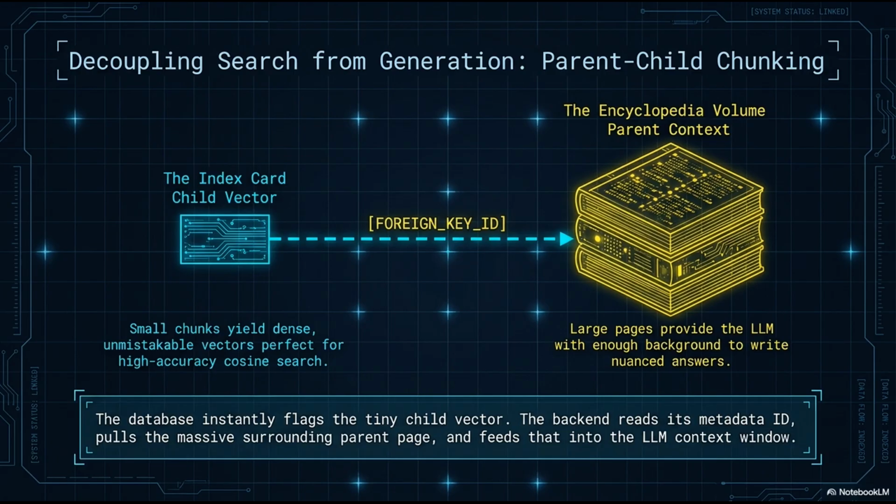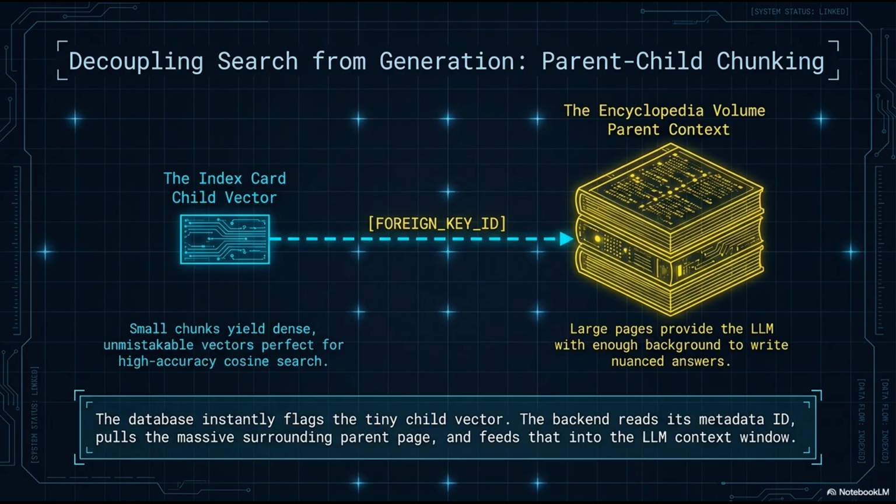Ah. It's like finding a book in a massive library. The child chunk is the index card in the catalog. The index card is highly specific, so you find it instantly. But you don't read the index card to learn the topic. The card just gives you the ID number to go pull the massive comprehensive book off the shelf.